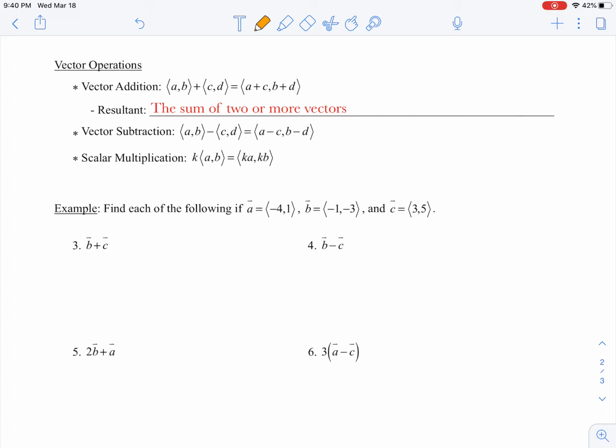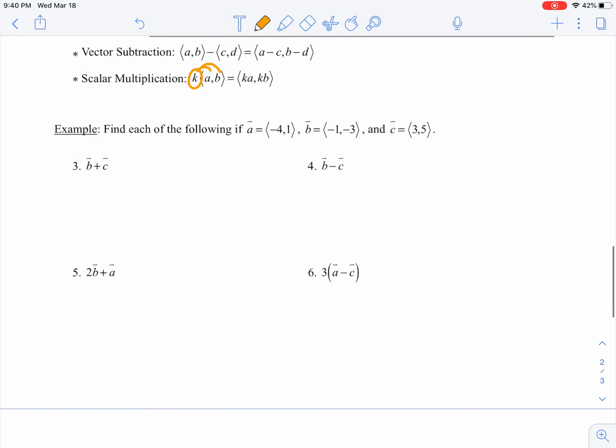To add or subtract vectors, you add or subtract, depending on the question, the x coordinates, and then add or subtract the y coordinates. The third operation is scalar multiplication. The term scalar just means a number. So it's multiplying a number, like k, times a vector, where we're essentially using the distributive property. We multiply that scalar number by both the x and the y coordinate of our vector. So in the last couple of questions, we're given 3 different vectors and asked to find each value.